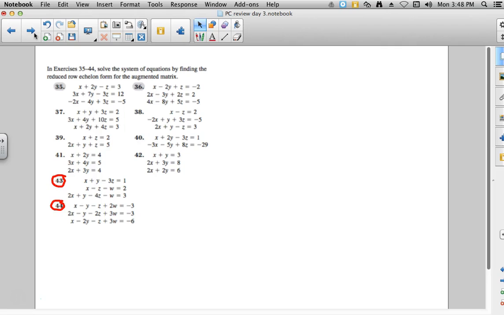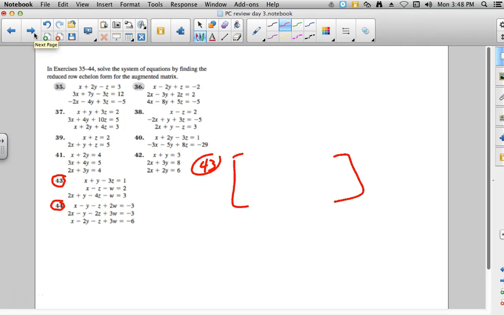Then we have solve the system of equations by finding the reduced row echelon form for the augmented matrix. This is all going to be calculator here. So with 43, what we have to do is come up with that original augmented matrix, and that comes from our coefficients with the variables. And notice there are 4 variables here. Kind of use that last line of information to show you that.